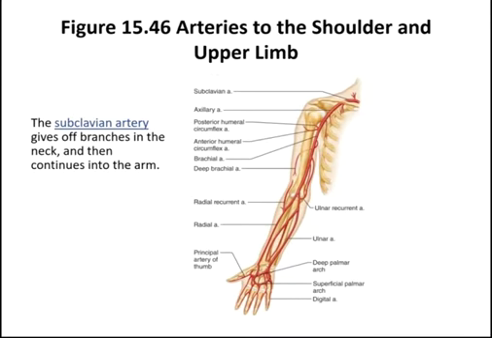The subclavian artery is going to give off branches that go up into the neck, but it then continues down into the arm. Subclavian, I always think of mostly about the arm, but it does send up portions into the brain. And you can see some of the, well, we'll get into it in a moment.